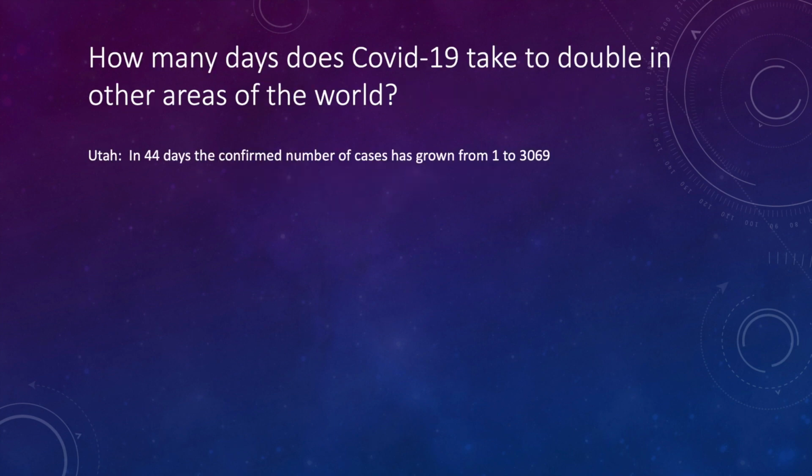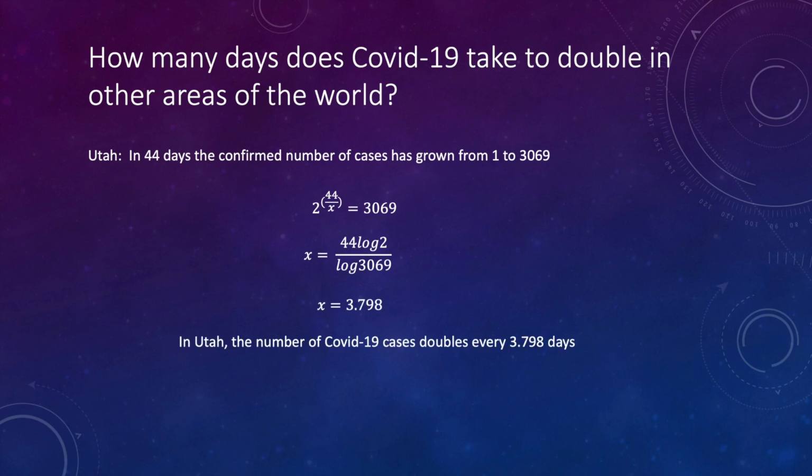So in other areas of the world, we can use data. I live in Utah, so I wanted to naturally find out how quickly we're doubling there. So in 44 days, the number of confirmed cases has grown from 1 to 3,069. Using my quick formula on the previous slide, we can plug it in really quickly like this, and our calculator can help us find that it's 3.798. So in Utah, the number of COVID-19 cases has been doubling every 3.798 days.